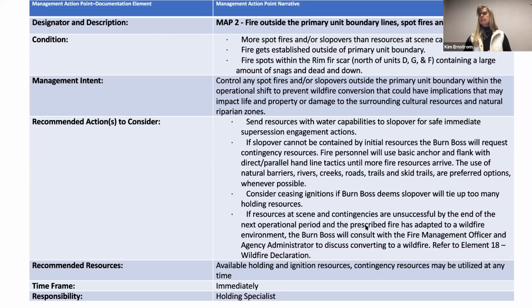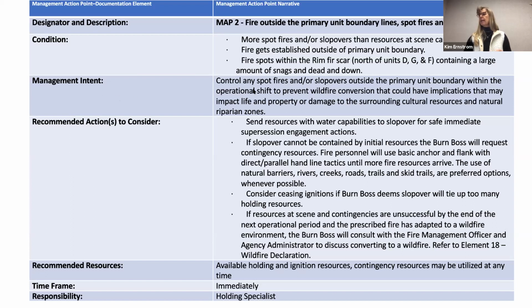So I'm going to just jump to here. This is an example of a table that you might use for a management action point in your contingency plan. So the designator here is that the fire has gotten outside of the regular burn unit boundary. Hasn't escaped yet. You want to be dealing with it. Maybe you don't declare an escape until one operational period or whatever you decide that's going to work for your situation. But the fact of the matter is the fire is now spotted out, it's slopped over. So the condition is that we've had slopovers. It's more than our resources that are on site can handle.